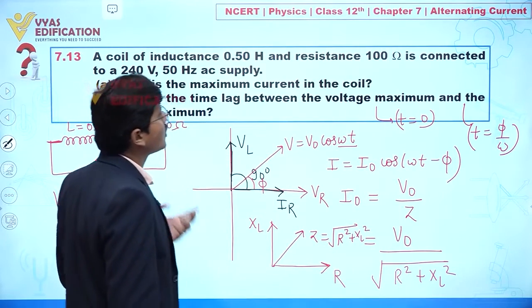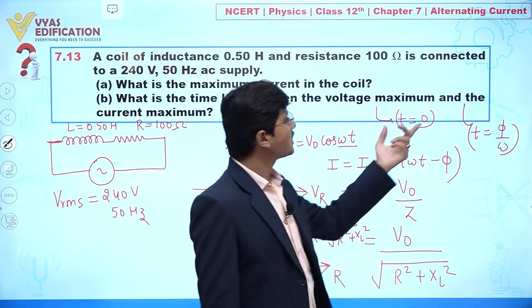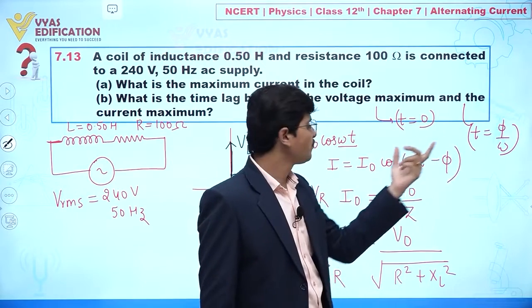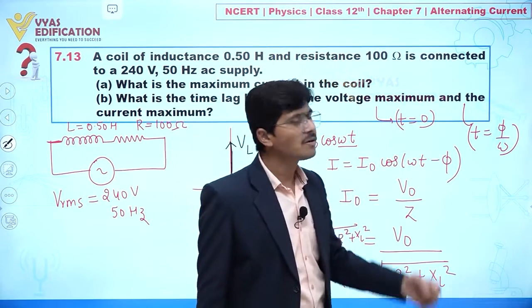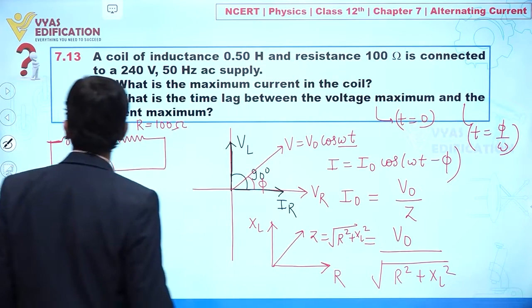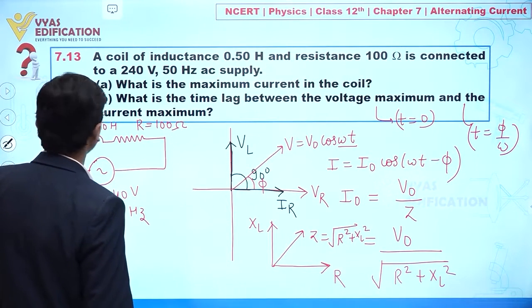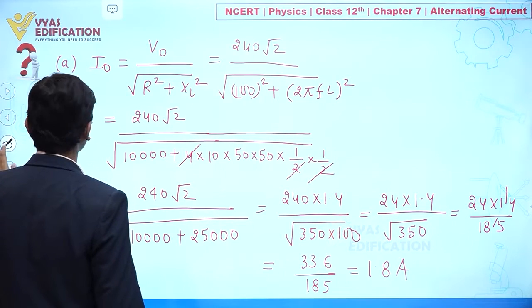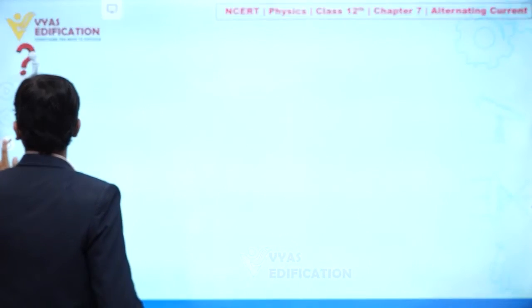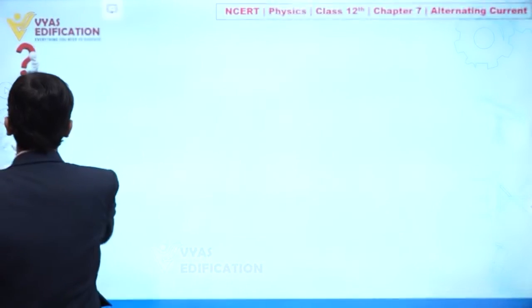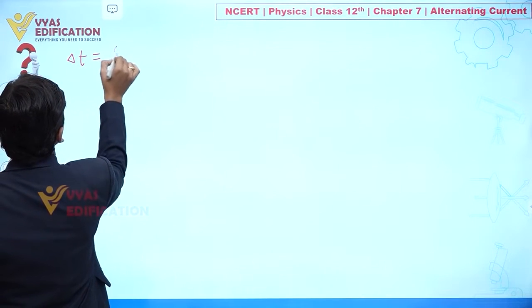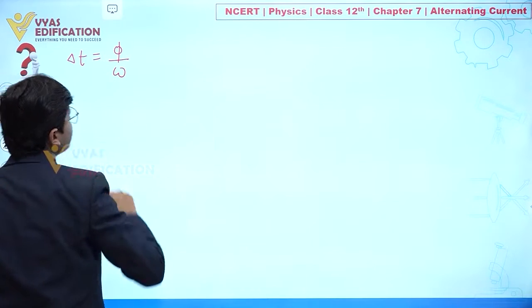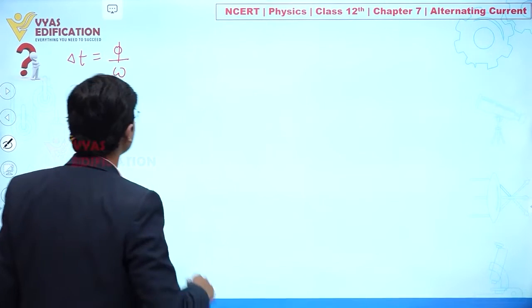So now we can say what the time lag is. Time lag means the difference in time between these two, V and I, and this is equal to phi by omega. So now we are going to calculate the time lag. Now from here, the time lag delta t is given by phi by omega. So omega you can calculate.